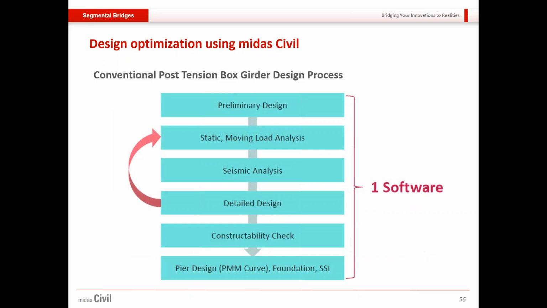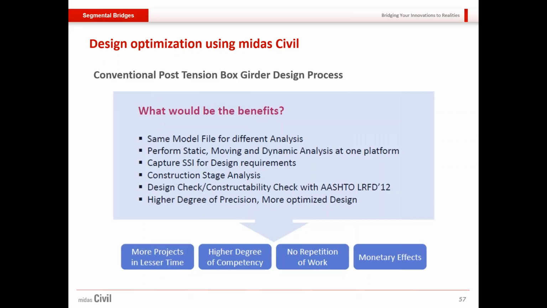Now, if all these things are done in a single software package, then the benefits would be there would be only one model file for all the construction stages, for all the different types of analysis that you want to do, be it static, moving, dynamic, SSI, any kind of analysis. It would be only one file. The design checks, constructability checks also would be checked in the same, and the precision would be very high because when the same person is working on a same software, he would be very used to that and he could easily pick out where even the mistakes might be, if at all done by anyone.